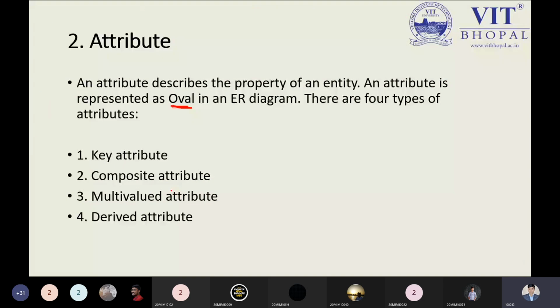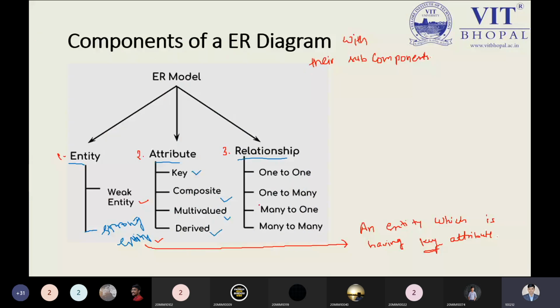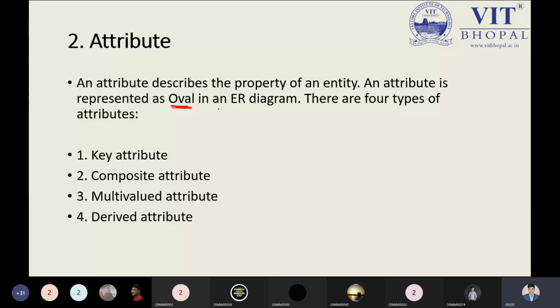So we can use the oval or we can use the ellipse. Okay. So there are four types: the key attribute, composite attribute, multi-valued attribute, and derived attribute, as we have seen. Now from the attributes, let us understand this point. What is the key attribute?